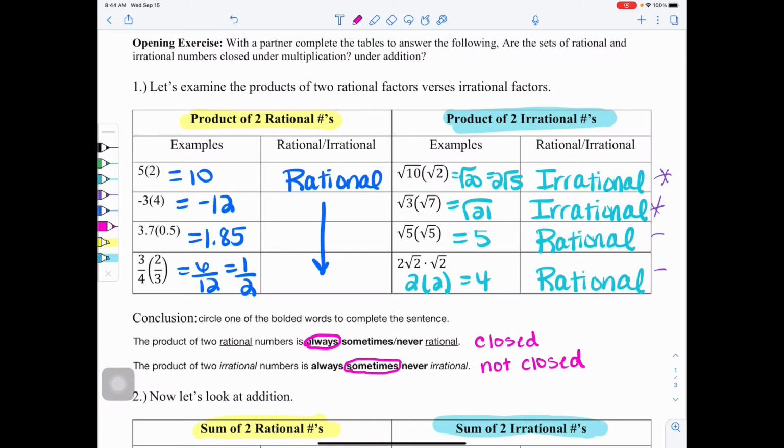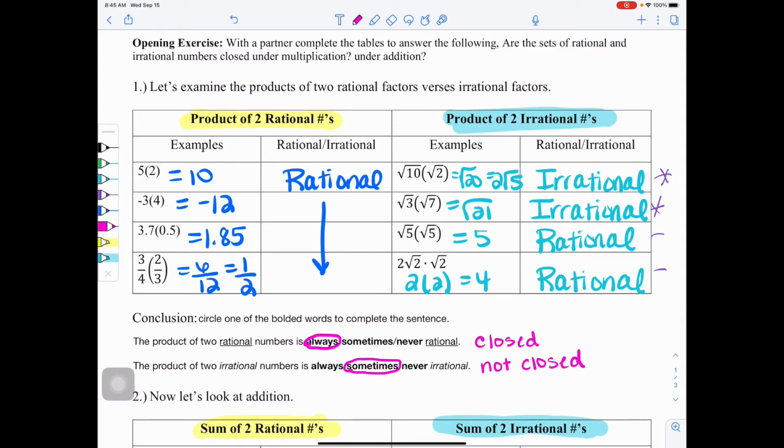So now that you've had an opportunity to try the opening exercise on your own, let's go over the answers. In number 1, you are examining the products, which means multiplication, of 2 rational factors versus looking at the product of 2 irrational factors. So on the left, when you multiplied 2 rational numbers, your result was rational for all 4 boxes. On the side with product of 2 irrational numbers, you can see that in 2 spots, the top 2 boxes, we still ended up with an irrational number.